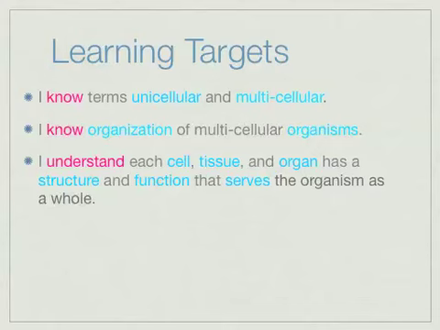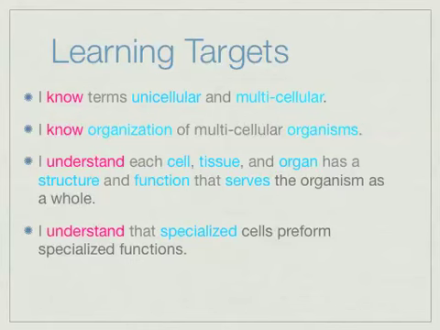A cell is the basic unit of life. A tissue is made up of cells that perform a specific function. An organ is made up of different tissues that perform a specific function. Structure is how something is set up or designed. Function is what something does. And to serve something is to help it.